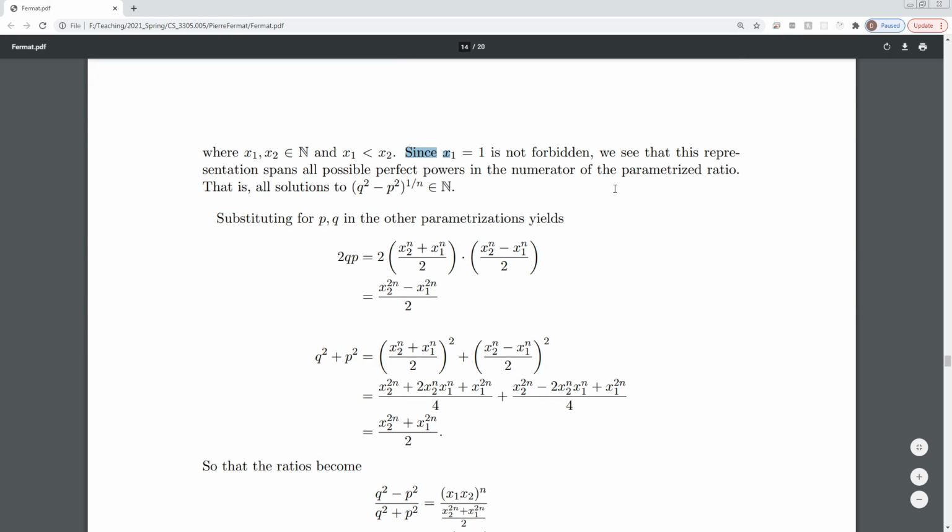Okay, so then in doing so, we can now substitute in for the other formulation. Okay, and so we have that.